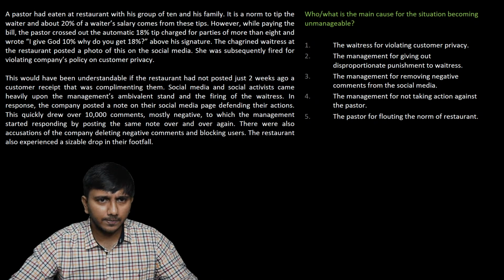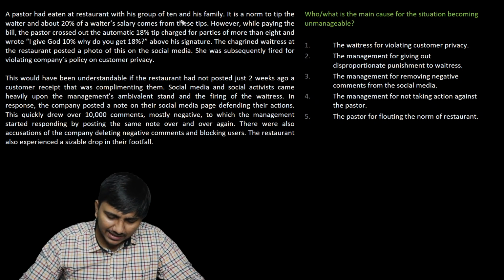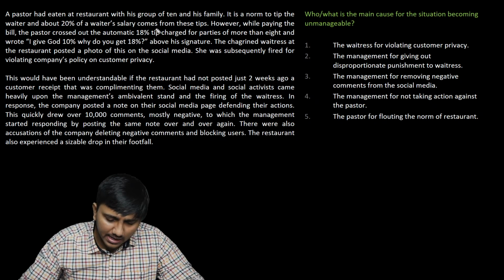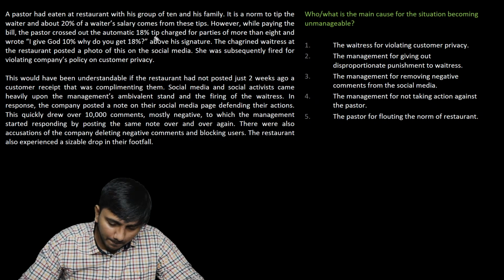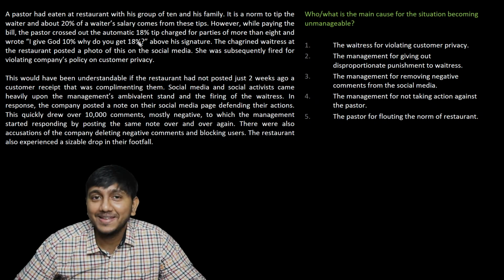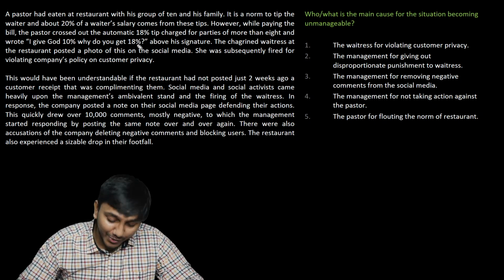Okay. A pastor had eaten at a restaurant with his group of 10 and his family. It is a norm to tip the waiter, and about 20% of the waiter's salary comes from these tips. However, while paying the bill, the pastor crossed out the automatic 18% tip charge for parties of more than 8 and wrote, "I give God 10%. Why do you get 18%?" The pastor has a point.